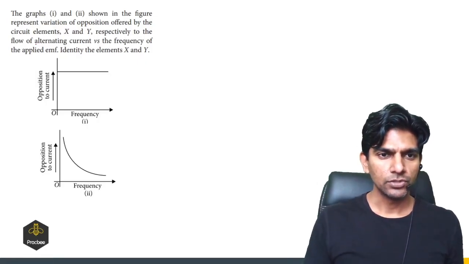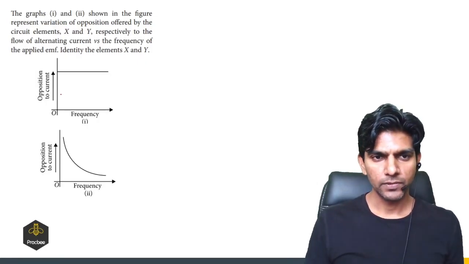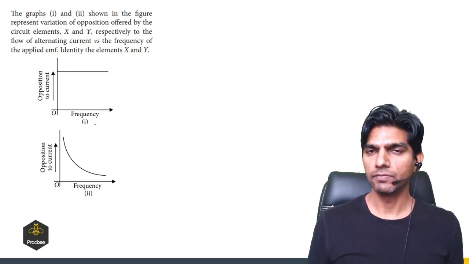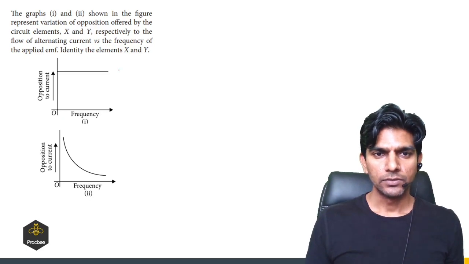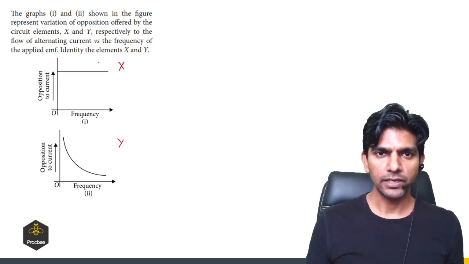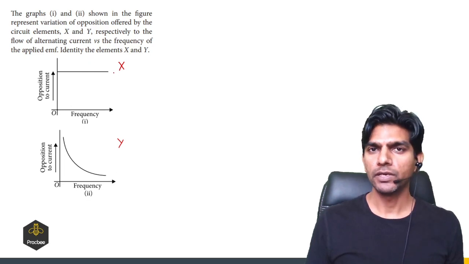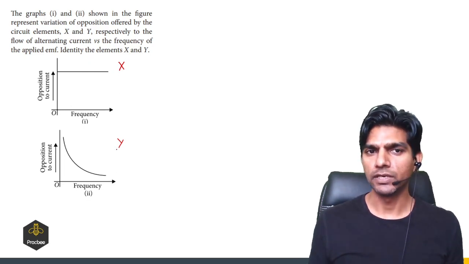So now let us see the illustration. In this question, we have been given two graphs. On the y-axis, we have the opposition to the current, and on the x-axis, we have frequency. So this is for circuit element X, and this is for Y, and we have to compare. We have to find what X is and what Y is.